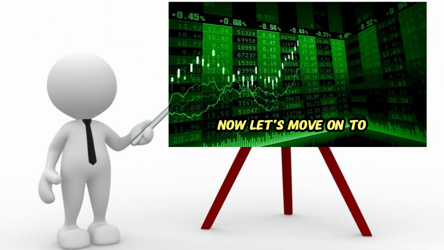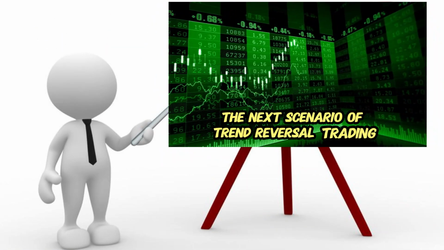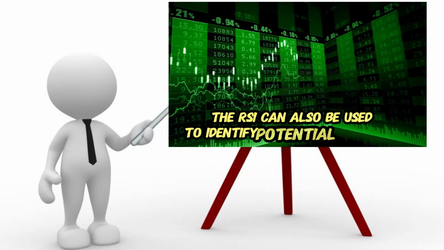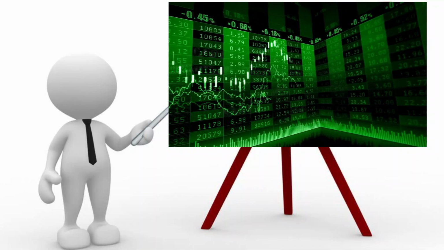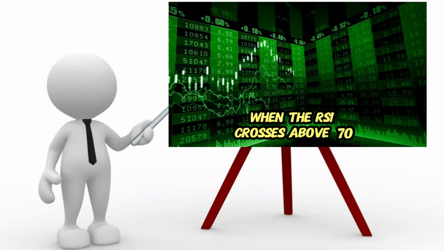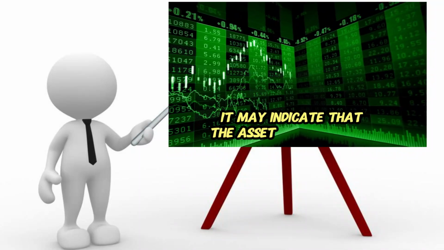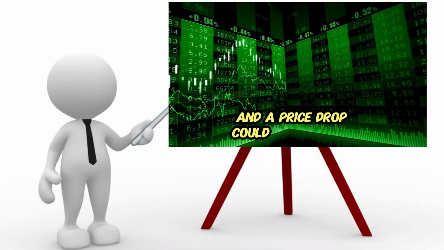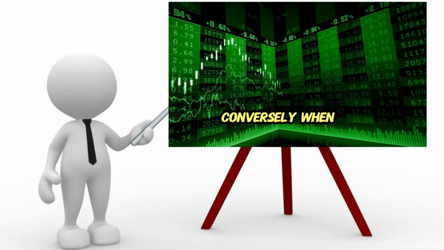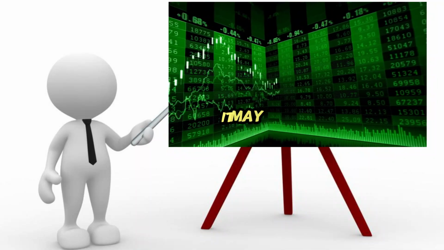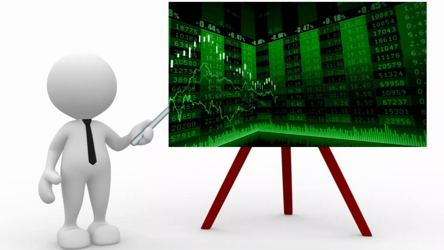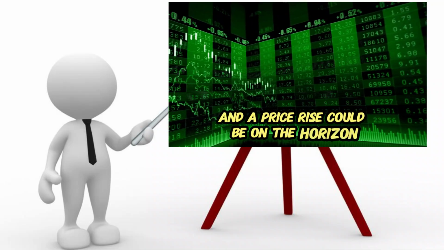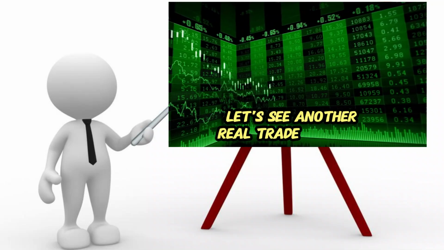Now, let's move on to the next scenario of trend reversal trading. The RSI can also be used to identify potential reversals. When the RSI crosses above 70, it may indicate that the asset is overbought and a price drop could be imminent. Conversely, when the RSI crosses below 30, it may suggest that the asset is oversold, and a price rise could be on the horizon. Let's see another real trade example.